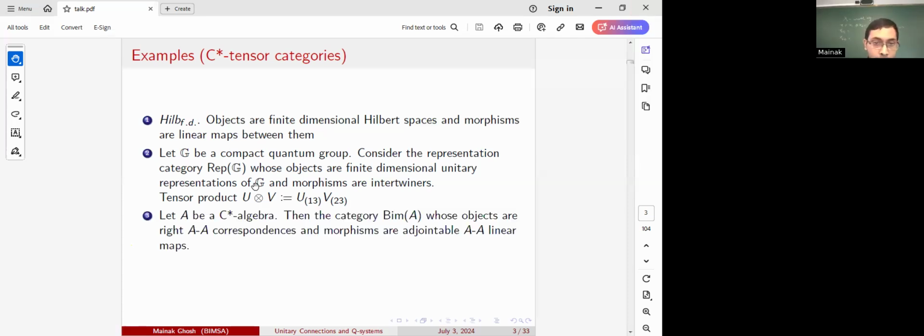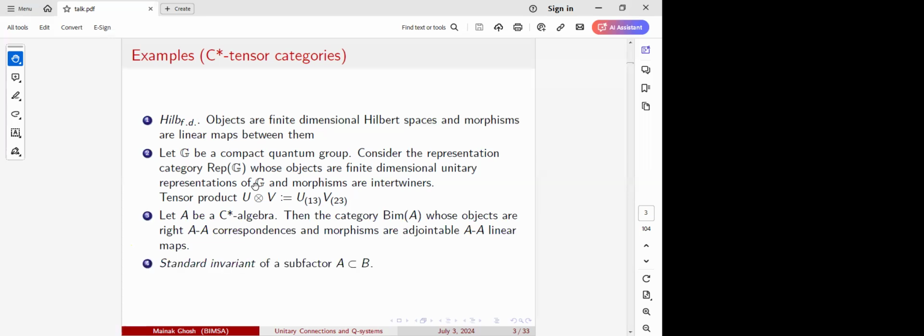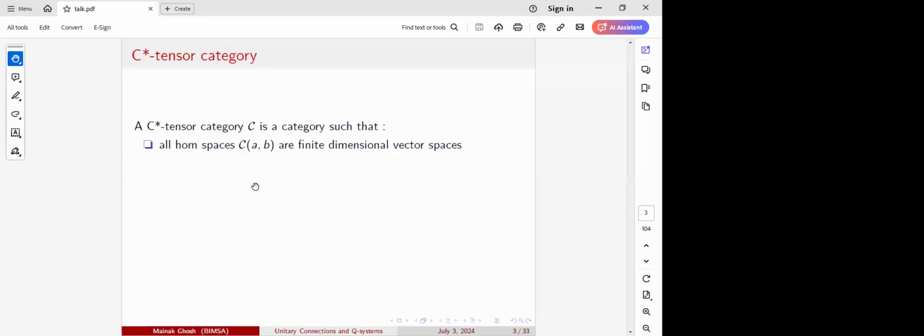In the third example, consider any C* algebra A and consider the category whose objects are right A-A correspondences and whose morphisms are adjointable A-A linear maps. In this case, the tensor structure is given by the relative tensor product, and finally we have the standard invariant of a subfactor.